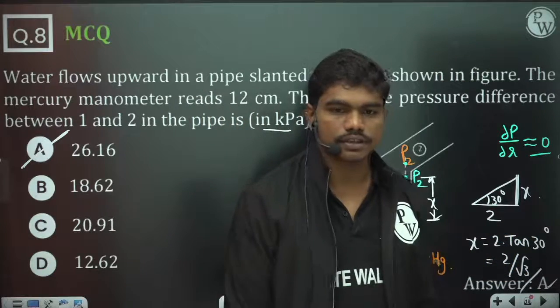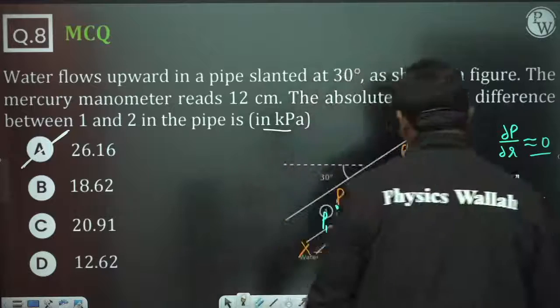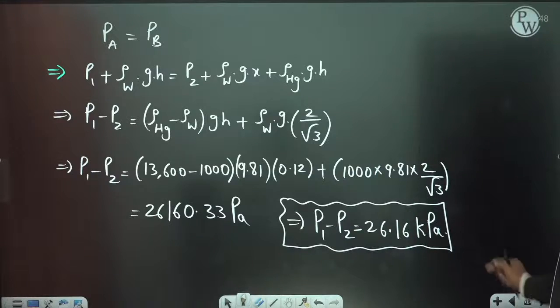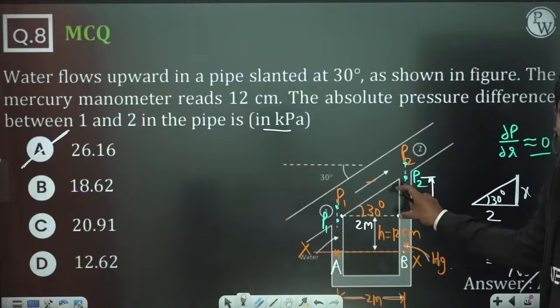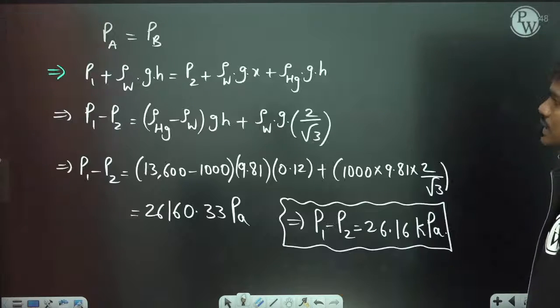26.16 is the correct answer. Of course, if you simplify the result, you will get 26.16. The only thing is the pipe is inclined, so you have a certain height. So let us go for the next question quickly.